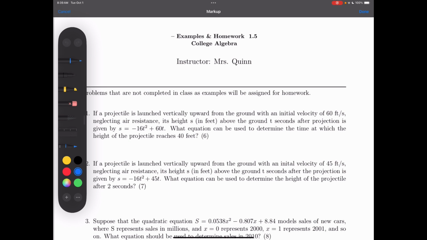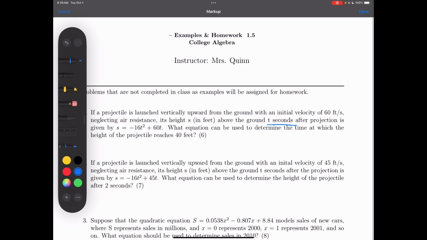So, t is time in seconds, and then the height is s, so I'm trying to determine what equation can be used to determine the time as the height of the projectile reaches 40 feet. So I'm just going to plug in 40 for s, and so this would just be 40 equals negative 16t squared plus 60t.